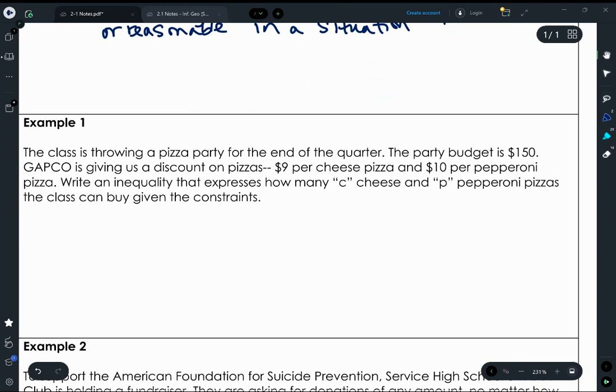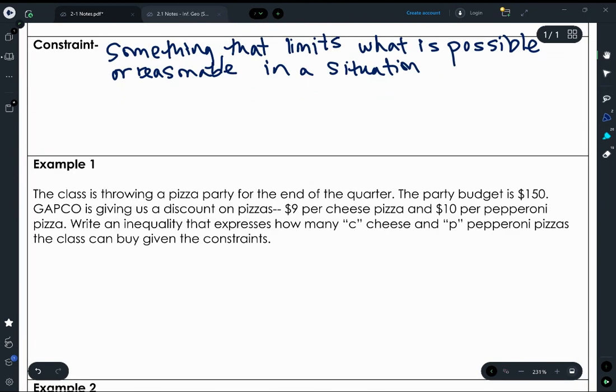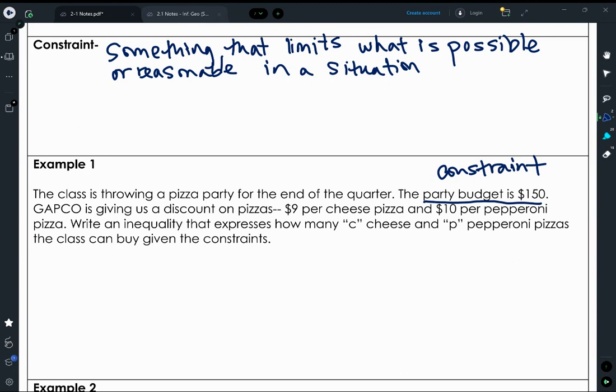So we're going to look at this example. We're going to pretend that our class is throwing a pizza party at the end of the quarter. The party budget is $150. So this right here gives us a kind of constraint, doesn't it? Because we can't spend an unlimited amount of money. Great Alaska Pizza Company is giving us a discount on pizzas, $9 per cheese pizza and $10 per pepperoni pizza. Write an inequality that describes how many C cheese and P pepperoni pizzas the class can buy given the constraints.